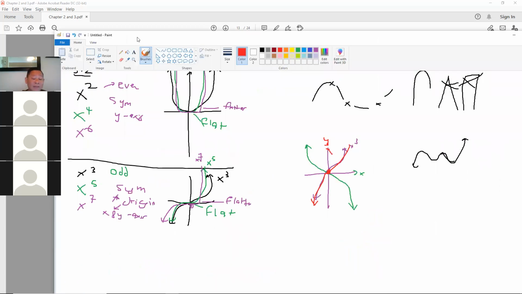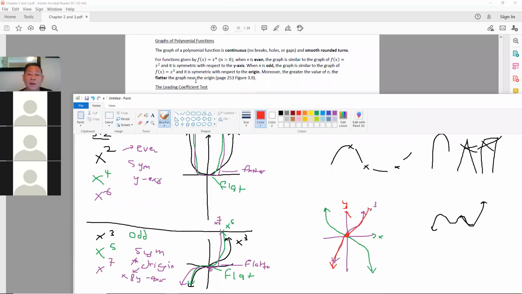If you flip this on the x and y axis, x and y or y and x, it doesn't matter which one comes first, you will get the same graph in this case. So this is what we call even and odd for your polynomial graphs.